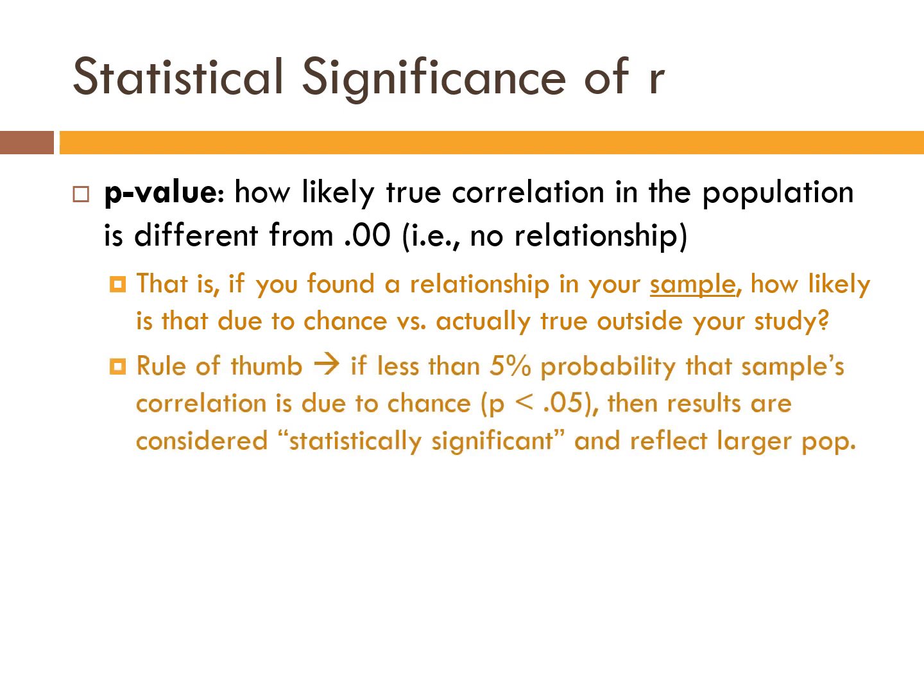The rule of thumb is that if the probability is less than 5% that the sample correlation that you found in your study is due to chance, so less than 5% chance that it's just a random relationship between two variables, then the results are considered statistically significant and reflect what should exist in the larger population.